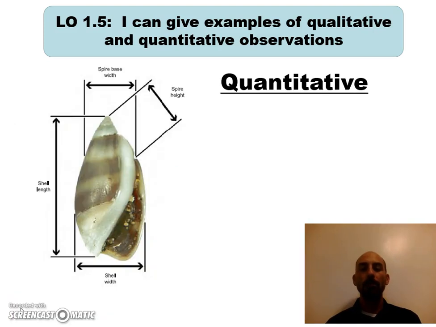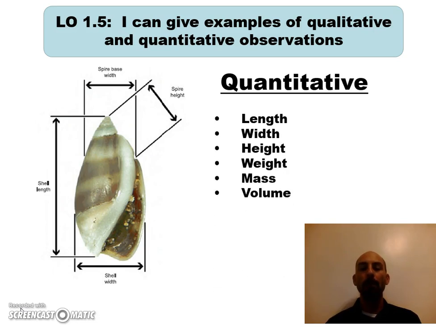Let's say you're doing research on shells. Some quantitative observations might be the shell's length. You measure the width, or the spiral width of the shell, or the spiral height. You could also measure the weight, or the mass, or the volume. Remember, something involving numbers, and you see the N in quantitative.